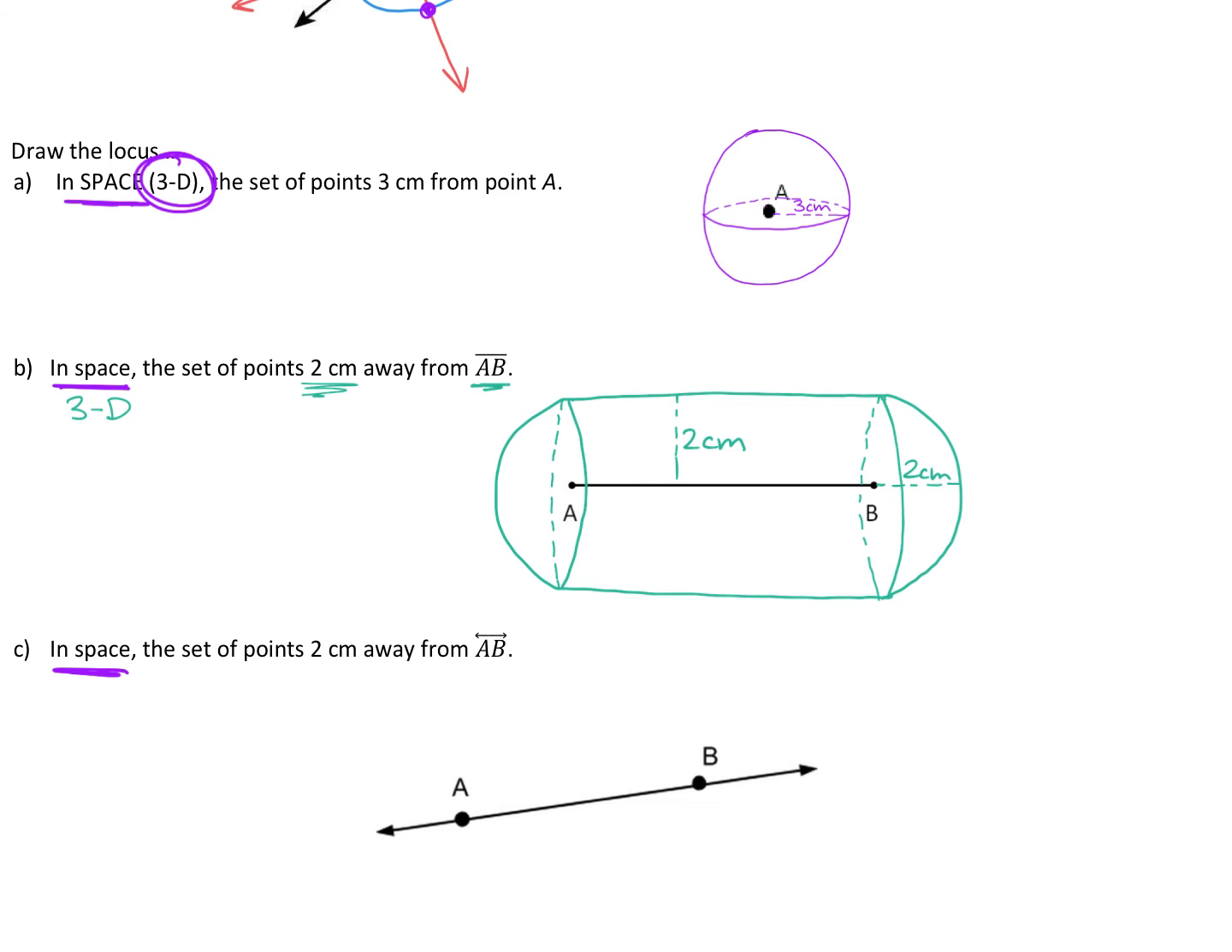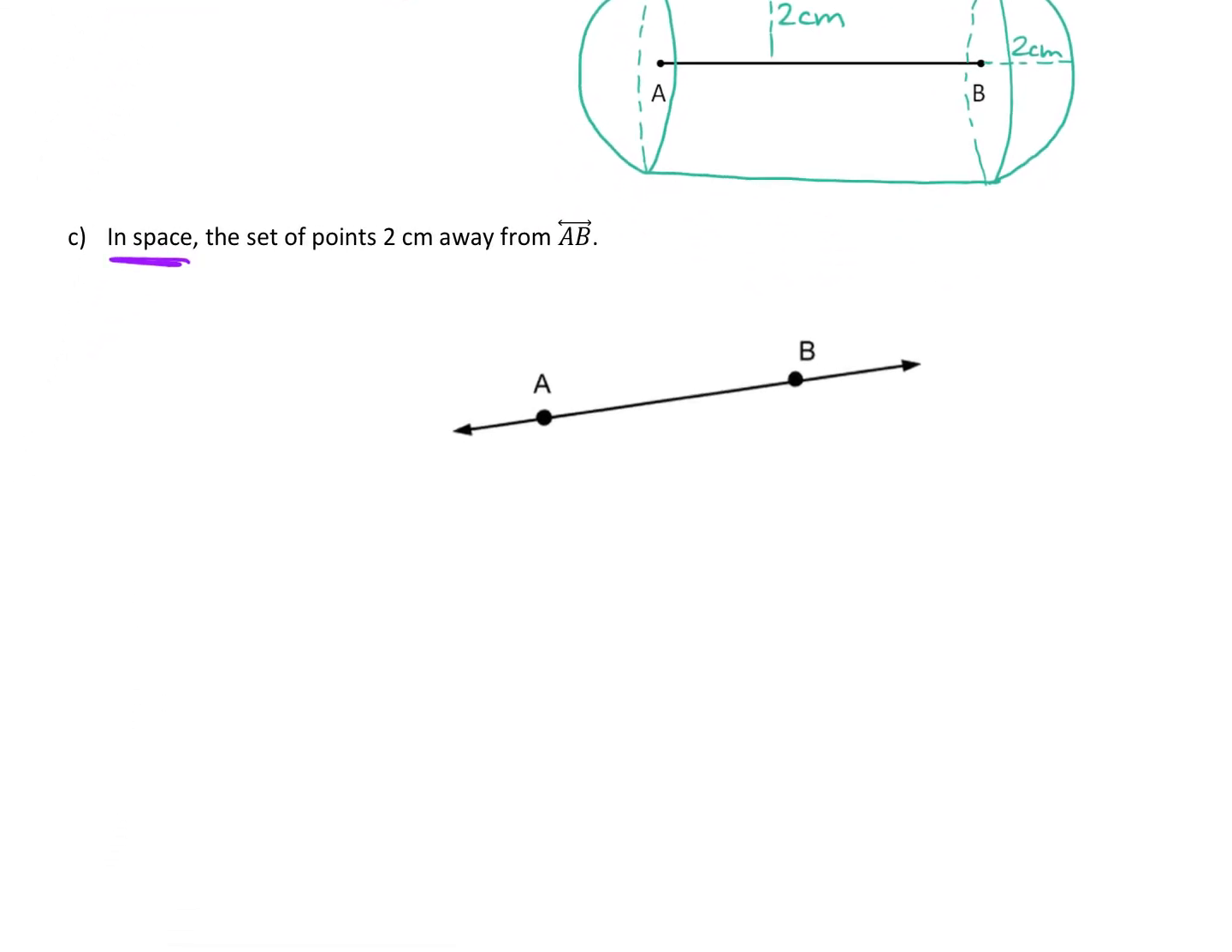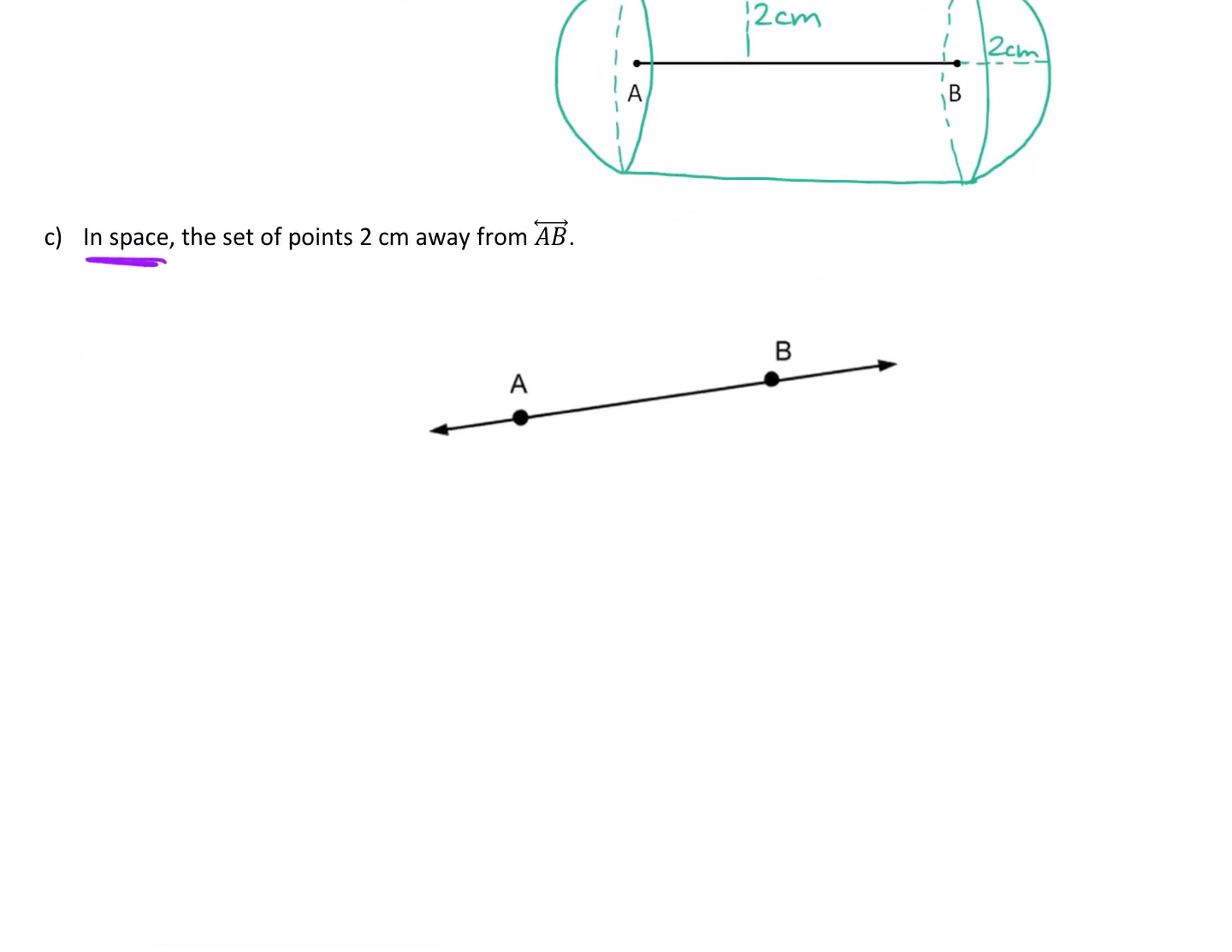Did a lot of 2 centimeters today. Okay, last one. Think about this one for me. In space, so 3-dimensionally, the set of points 2 centimeters away from a line. How is this different than 2 centimeters away from a segment? Because the line goes on forever. A line goes on forever. So where do you wrap around the edges? Never. You don't.